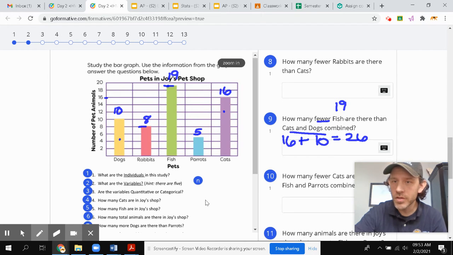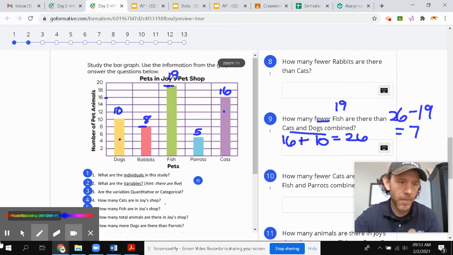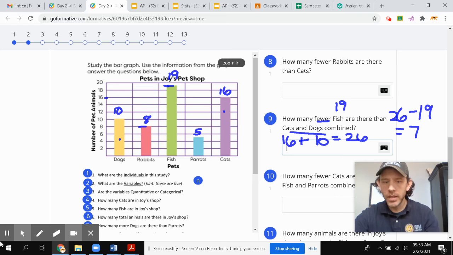So how many fewer fish are there? Well, we have to get the difference, right? So if I'm looking at fish being fewer than cats and dogs, I'm going to take 26, subtract 19, and get your answer, which is 7. And you can plug that in. When you put your answers into the answer key for formative, make sure you don't add a space. Just leave the number just like that, and then go to the next one.